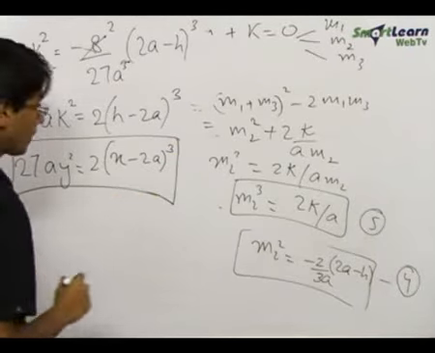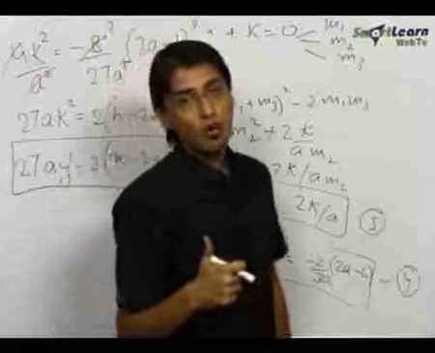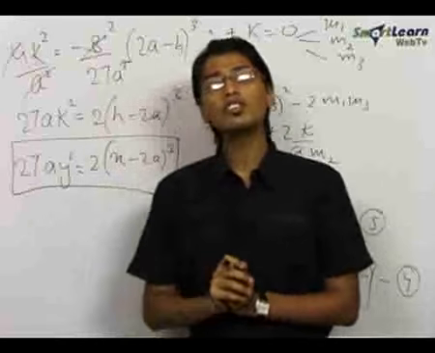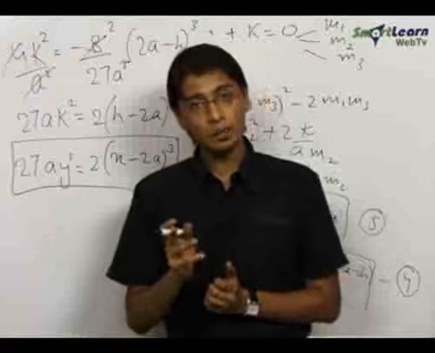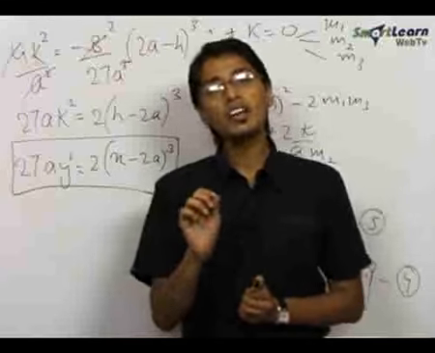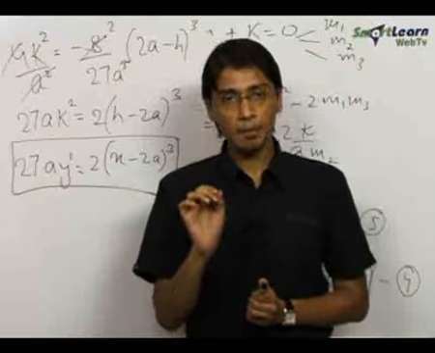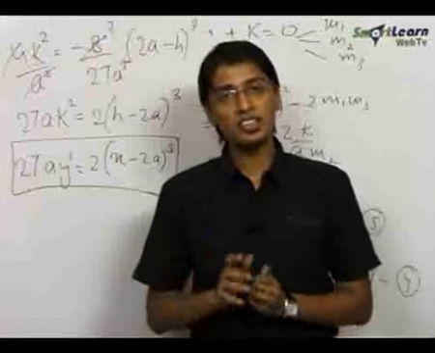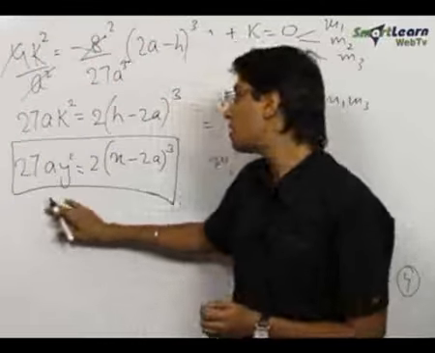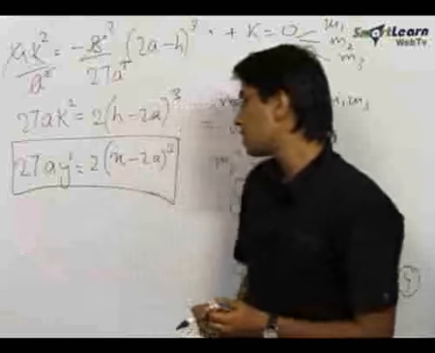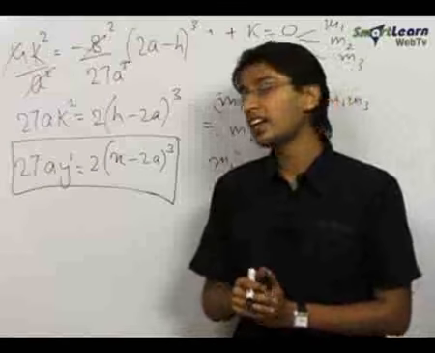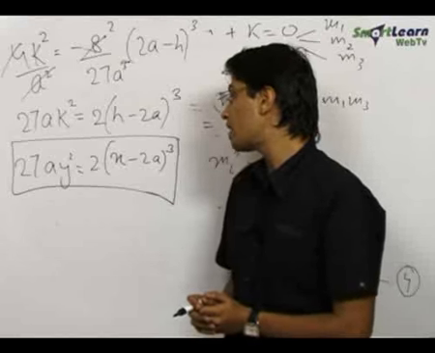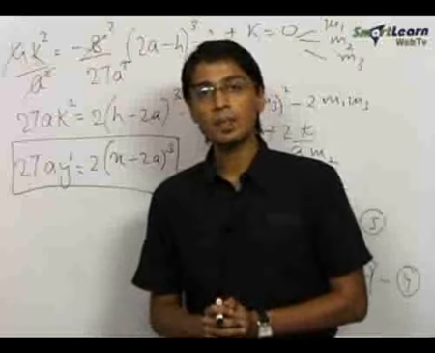Hence what we saw in this problem was, although it was a bit of a lengthy problem, it was not so difficult as it appeared in the beginning. What we did is we just went step by step, used each and every information that was given in the problem, and got the final result for the locus of point S, where the three normals were intersecting, as 27ay square is equal to 2 times x minus 2a whole cube, which is our final answer.